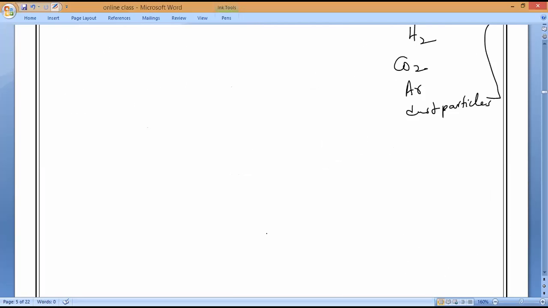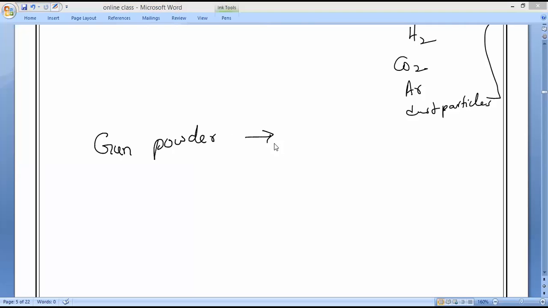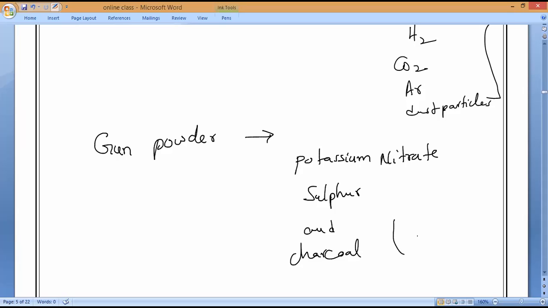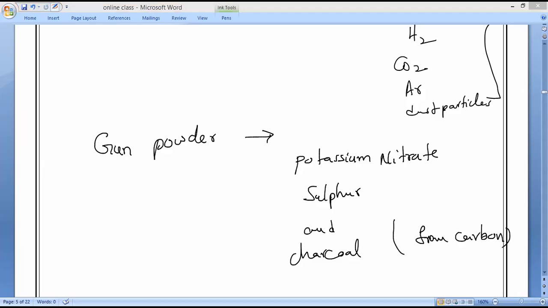Now, take the second one: gunpowder. How many of you know gunpowder? Nowadays bullets are coming. If you open the bullet, inside we get a powder-like thing. What is gunpowder? Gunpowder is a mixture of potassium nitrate, sulfur, and charcoal. Charcoal comes from carbon. In 8th class, you might have studied the carbonization period. So gunpowder is also a mixture. Clear, everybody?